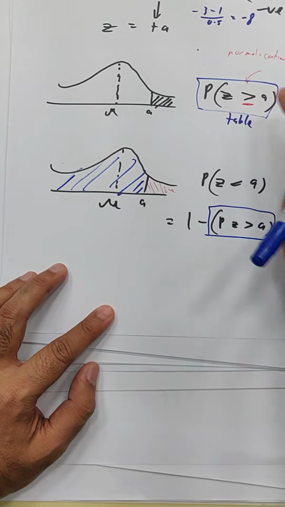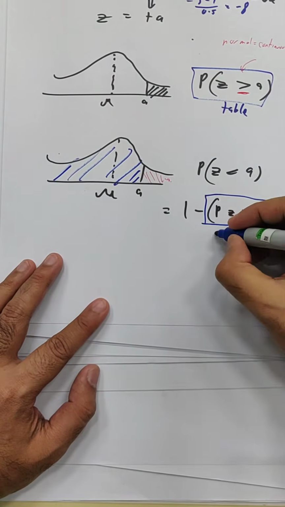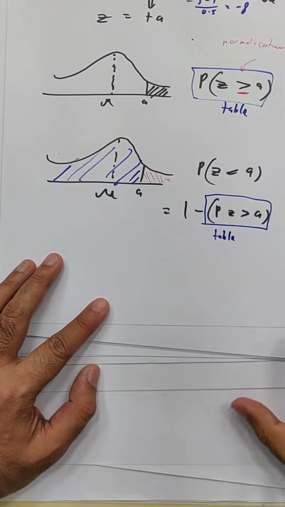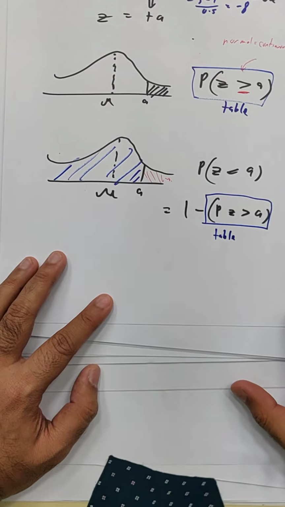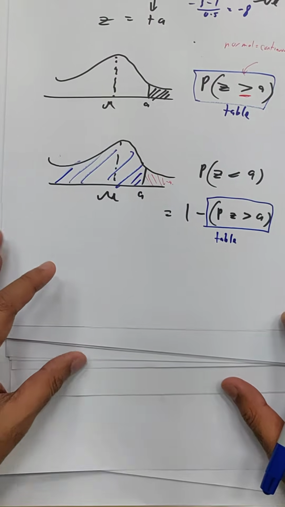This is the same as this. And you read at the table. You guys okay? Right, so let's have another example.